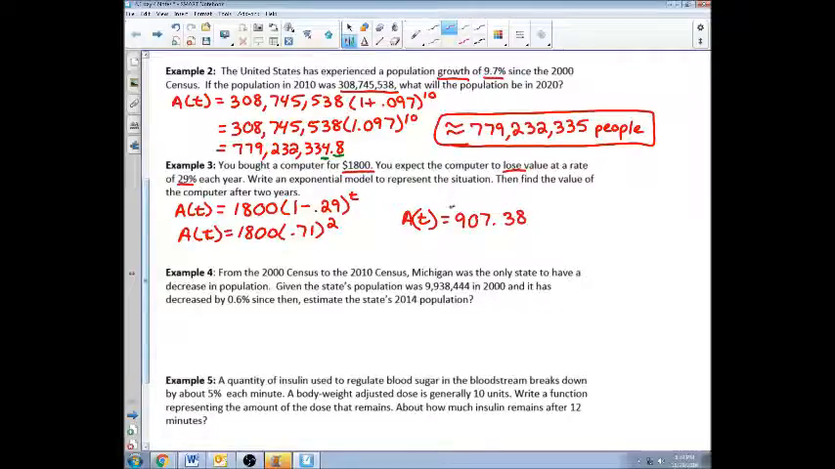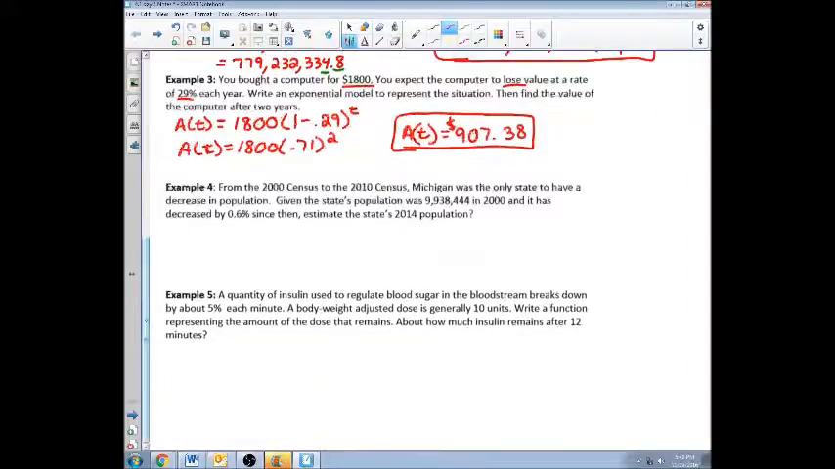907.38, and we're talking about money. So the price of the computer after 2 years would be about $907.38. Okay? Example 4.